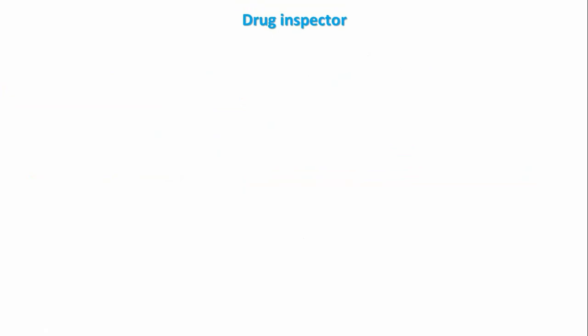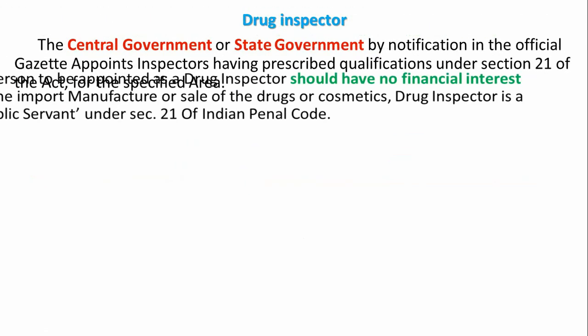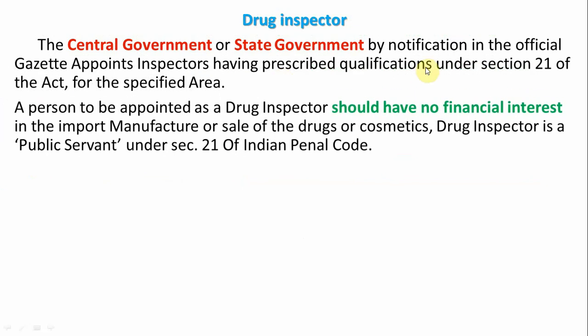The next, drug inspector. The central government or state government, by notification in the official gazette, appoints inspectors having prescribed qualification under section 21 of the Act for the specified area. A person to be appointed as a drug inspector should have no financial interest in the import, manufacture, sale of the drugs or cosmetics. Drug inspector is a public servant under section 21 of the Indian Penal Code, IPC.